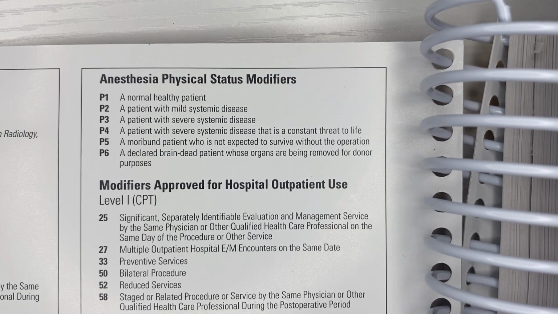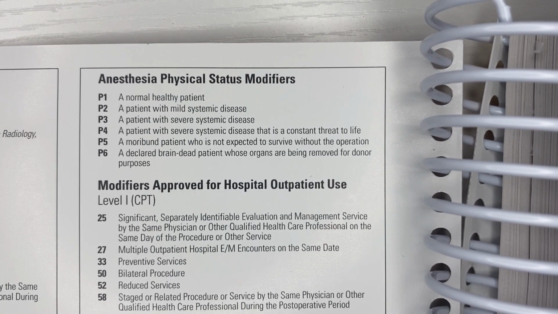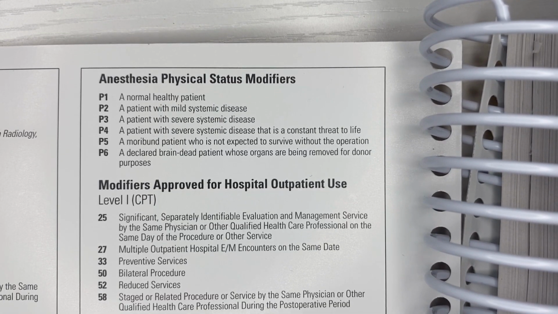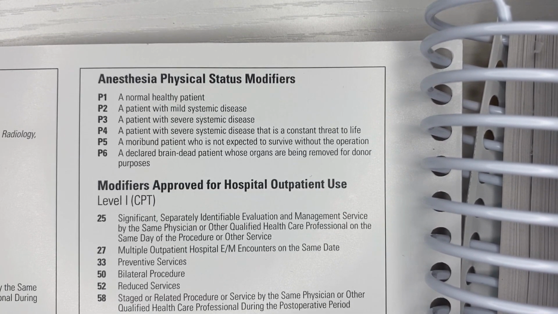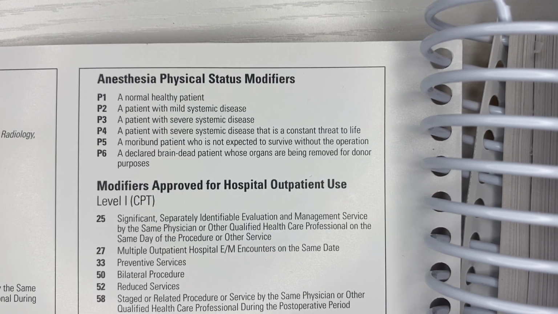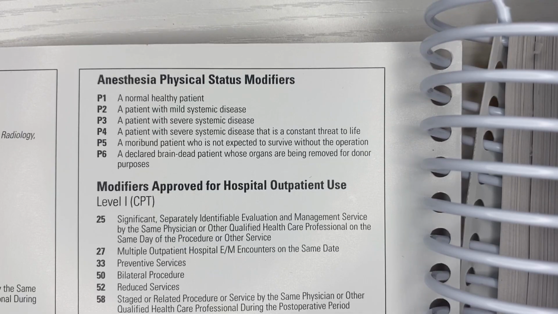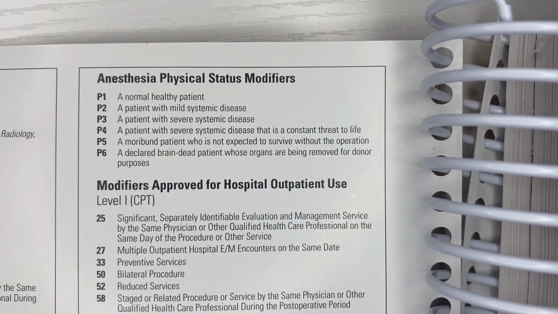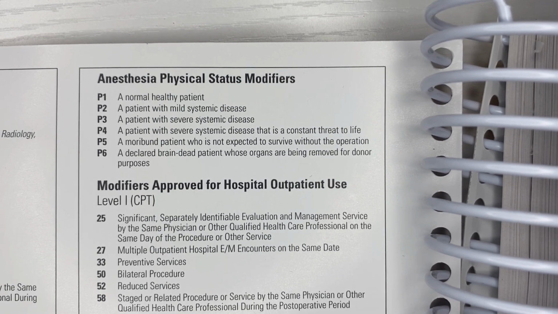So the P1 is a normal healthy patient. P2, a patient with mild systemic disease. P3, a patient with severe systemic disease. P4, a patient with severe systemic disease that is a constant threat to life. P5, a moribund patient who is not expected to survive without an operation. P6, a declared brain dead patient whose organs are being removed for donor purposes.